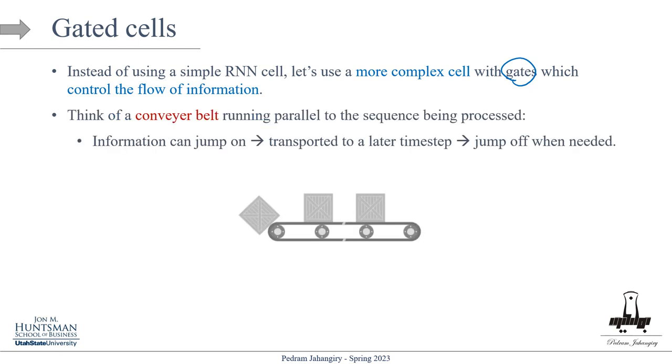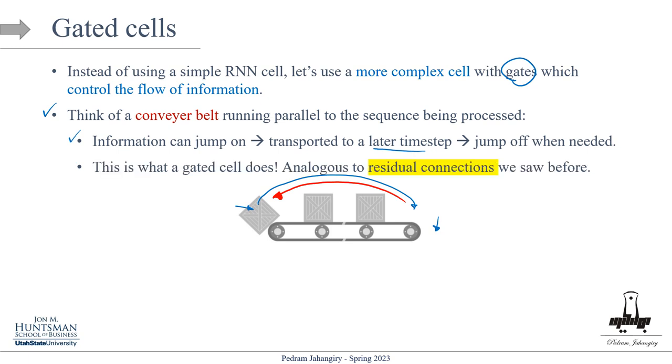I think a good analogy is you can think of this as a conveyor belt which is running parallel to the sequence being processed, right? Information can jump on and be processed and transposed to later time steps, and then it can jump off whenever it's needed. So this way, when we're doing backpropagation through time, we're going to go back through this conveyor belt without being worried that the gradient in between is going to be diminished by doing lots of multiplications. That's the whole point of using this conveyor belt running in parallel to our sequence being processed.